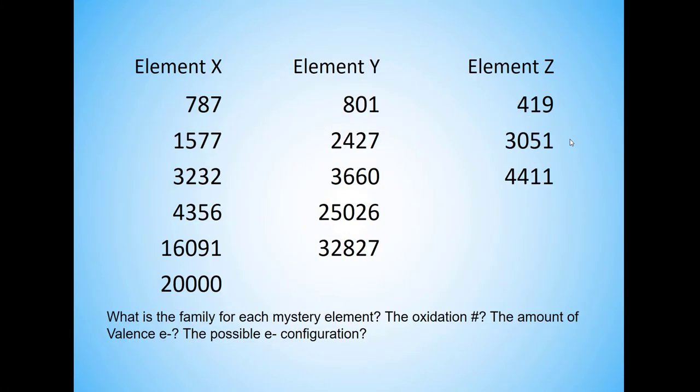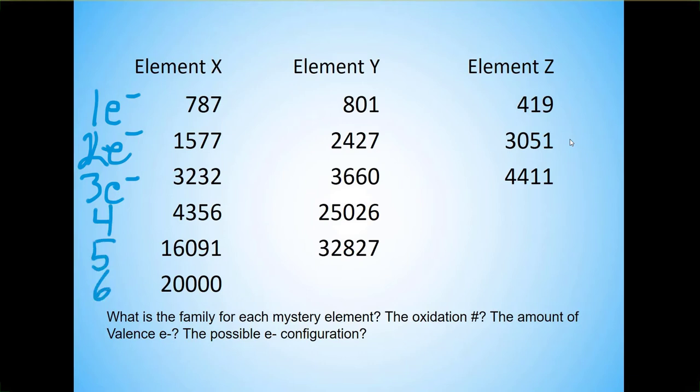All right, so here I have 3 mystery elements. I'm going to do the first one, and I want you to try mystery elements Y and Z. I want you to guess how many valence electrons each has based on this ionization data, where we're just removing 1 electron at a time. So first electron, second electron, third, fourth, fifth, and sixth, and I just have them listed up and down instead of across left to right.